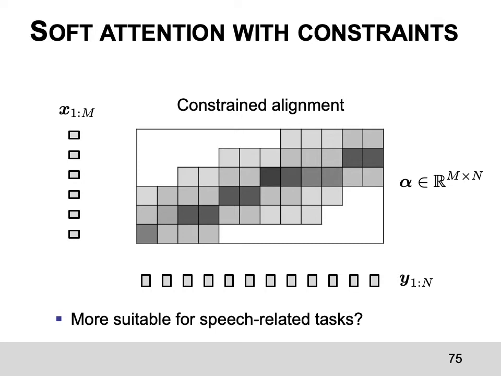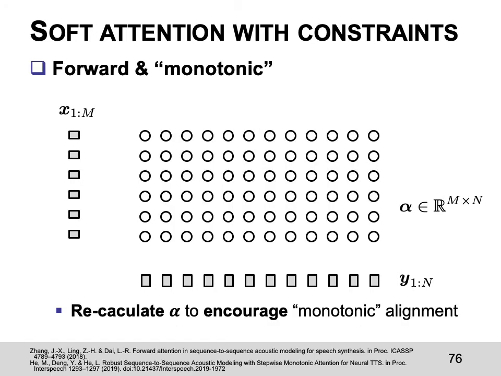One thing we can consider is that for text-to-speech, there is some kind of a monotonic relationship between the input and output, because human beings read the text from left to right. So we can use this kind of prior knowledge to constrain the alignment so that it is easier for the system to learn the mapping from the input to the output. So the idea looks like this. So this is the motivation behind the monotonic and the forward attention.